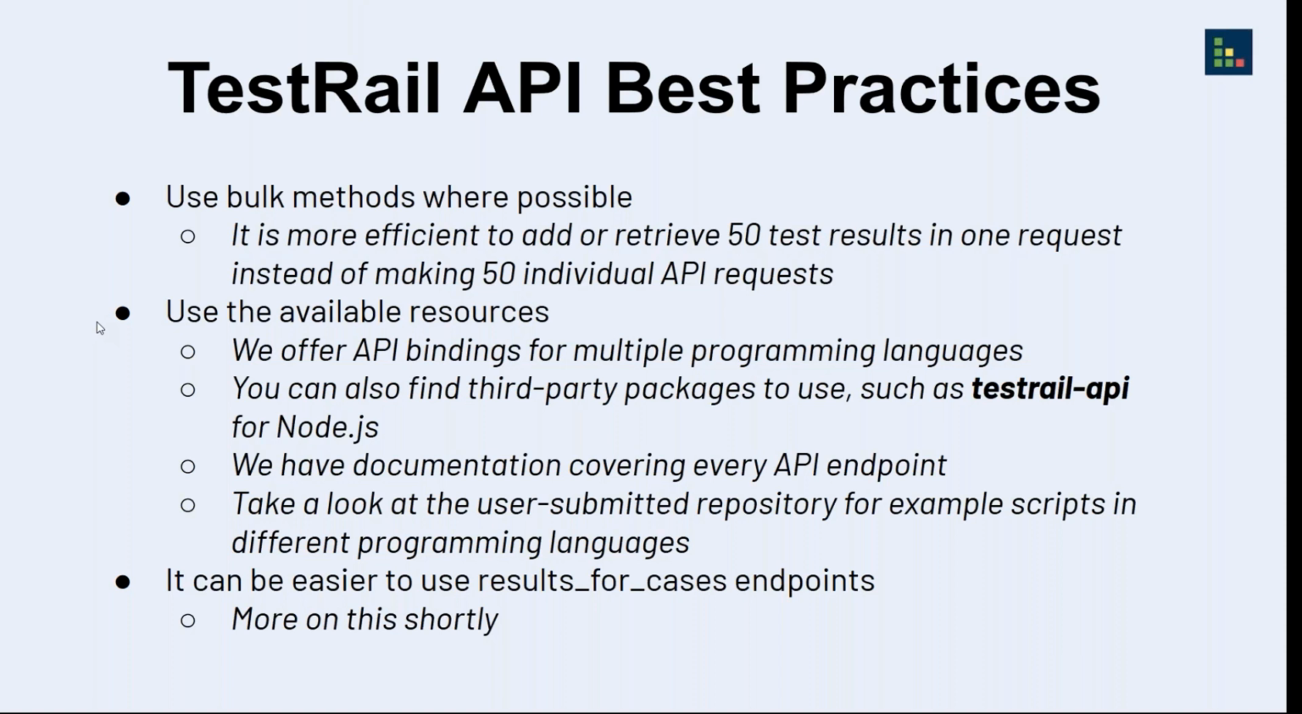For TestRail Cloud, we do have a rate limit of 180 requests per instance per minute. So using bulk methods can prevent you from hitting that rate limit if you are doing a lot of automation. If you're not doing a lot of automation, you're likely not going to hit that rate limit anyway. But the bulk methods do help consolidate a lot of your requests.